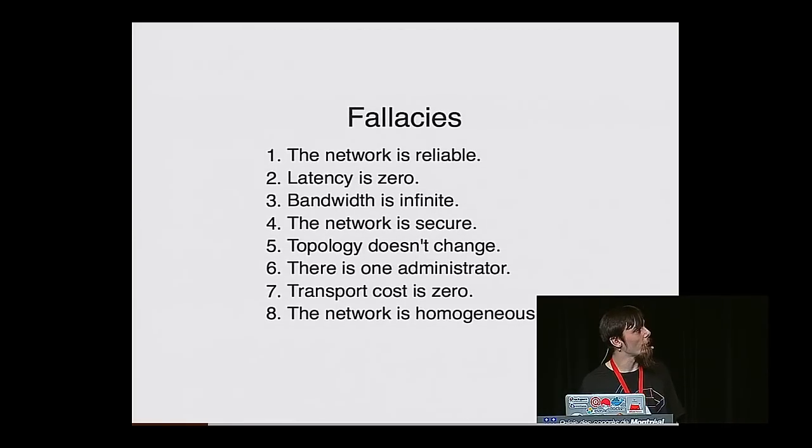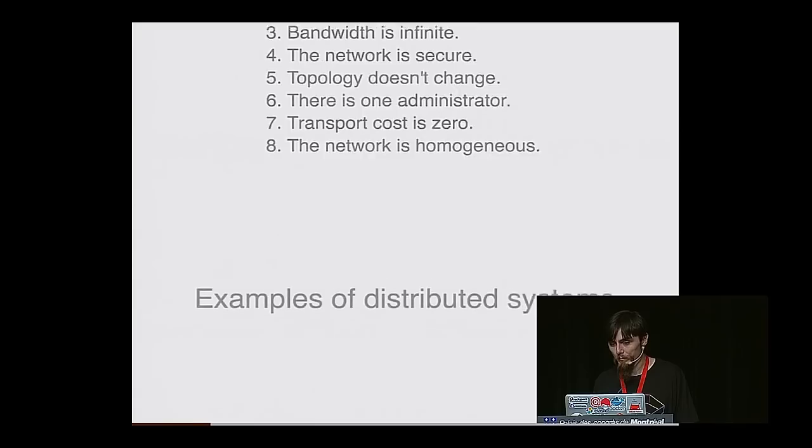Sun produced a list of fallacies. These are things that many junior engineers, when they start doing distributed systems, believe, but that invariably end up being false. We're going to deal mostly with the top couple of these in this talk. So there's: the network is reliable. It's not. It fails. Latency isn't 0. It takes a while to get packets from one side of a data center to the other. Bandwidth isn't infinite. The network is generally hella insecure. Topology changes all of the time. There are plenty of administrators, and they have different bosses. Transport cost is pretty high most of the time, and the network is anything but homogeneous. There are lots of different kinds of clients.